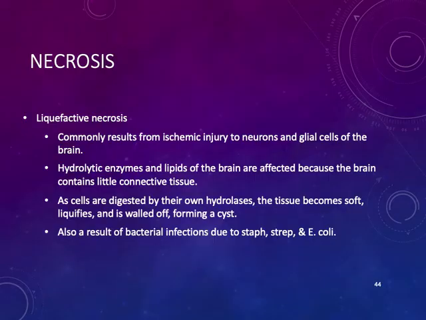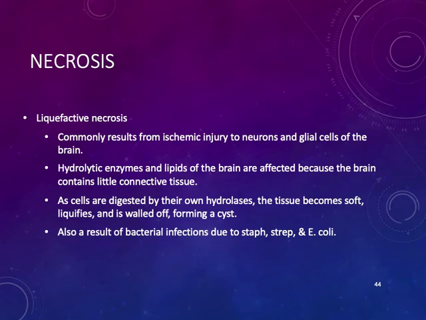Liquefactive necrosis is more common in the brain. You'll see this very common after a stroke or an infection in the brain. It's usually ischemic injury to neurons and glial cells of the brain. But what happens is there's hydrolytic enzymes, and the lipids of the brain are basically affected because there's not a lot of connective tissue in the brain. So they start to essentially digest the tissue there. That tissue gets really, really soft and it also becomes liquid.